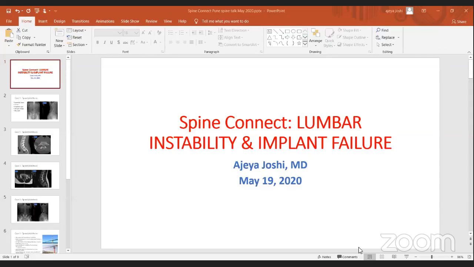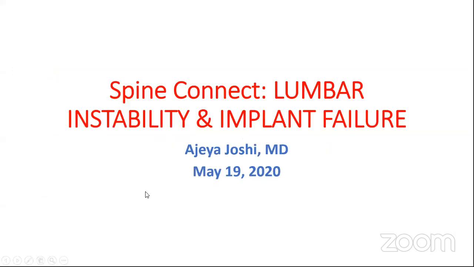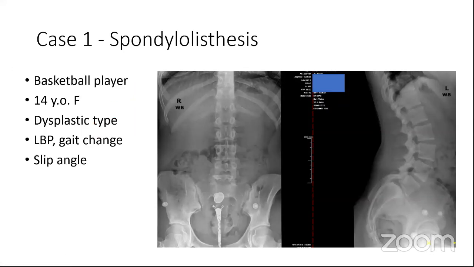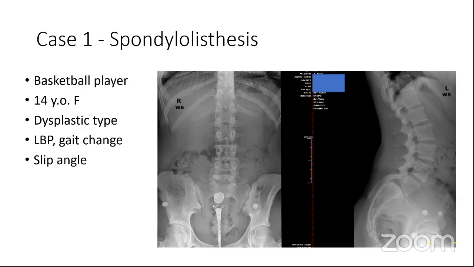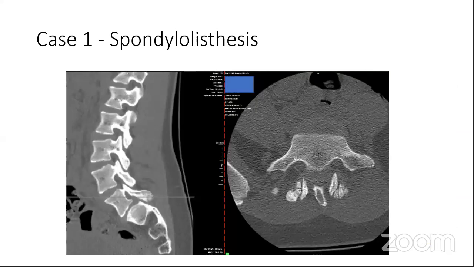All right, so this is just two cases and some concepts that accompany. You can see my screen, case one, yes? Yes. Okay, so a basketball player that I met, a 14-year-old female who has progressive back pain and gait change, some tight hamstrings, no real other neurology, bowel or bladder issues, but progressive discomfort. A dysplastic type spondy; you could see the facet joints, you could see the slippage.